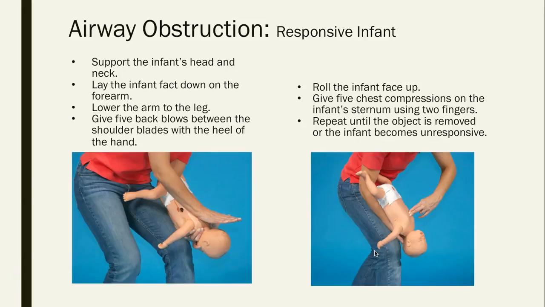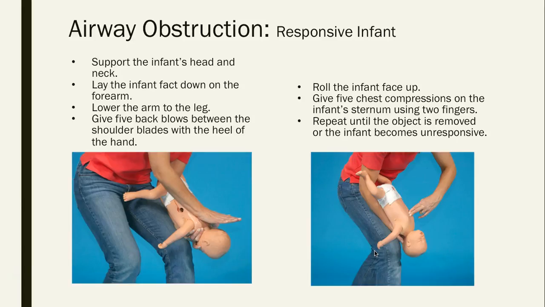Let's say you have an unresponsive infant. You're going to support the infant's head and neck. You're going to lay the infant flat down on your forearm, okay? And then you're going to lower the arm to the leg. So you're going to kind of sandwich the infant. You're going to support their chin, and you're going to sandwich them between your 2 forearms, okay? You're going to lay them across your knee, and you're going to give 5 back blows right on those shoulder blades, forceful back blows to help force out whatever is there.